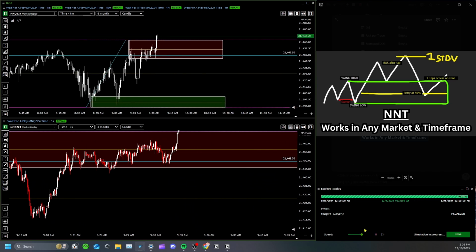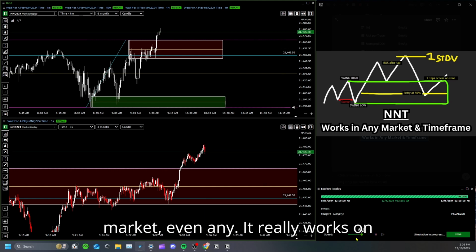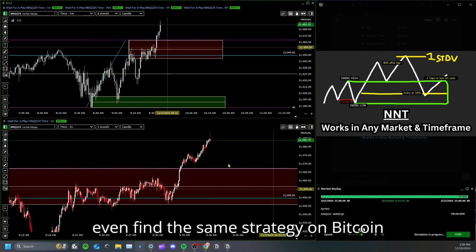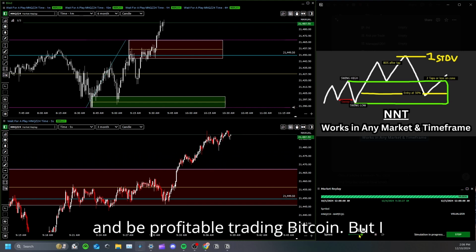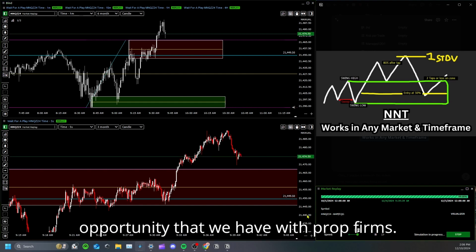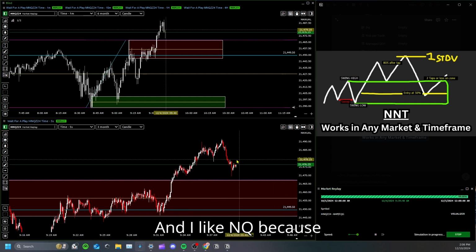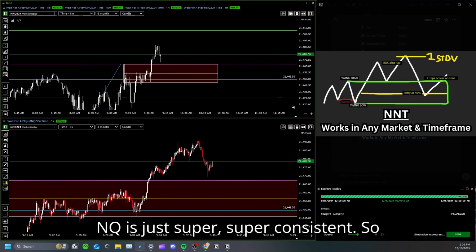I do this because of volatility, and the strategy works best with stable volatility. It works in any market. It really works on anything, any time frame too. You can even find the same strategy on Bitcoin and be profitable trading Bitcoin. But I like to trade futures, especially with this opportunity that we have with prop firms, and I like NQ because NQ is just super consistent.